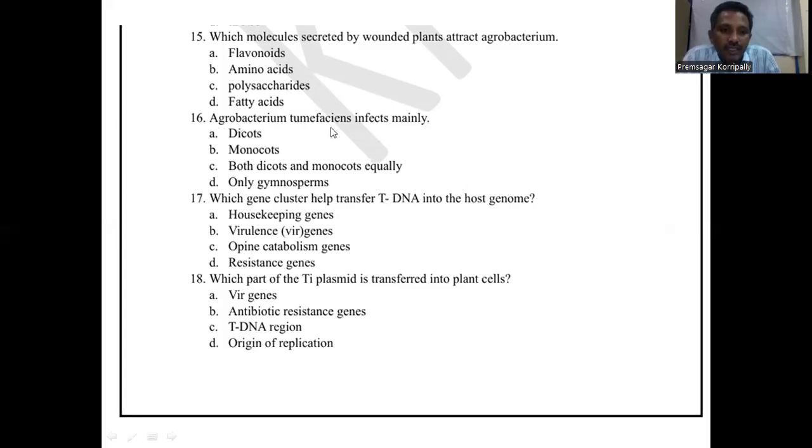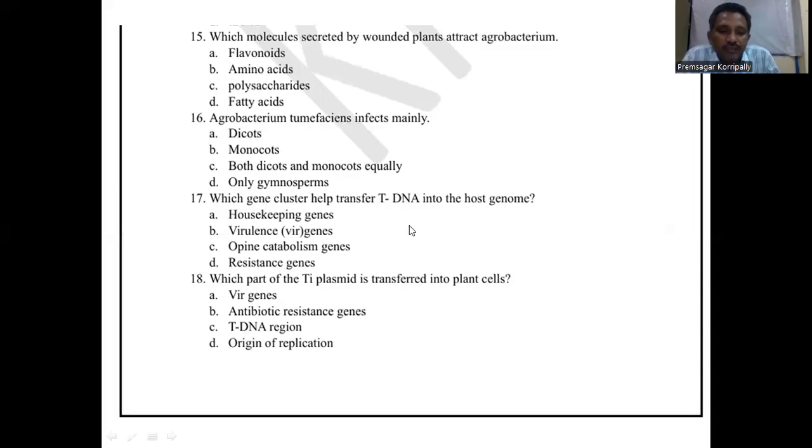Sixteenth, Agrobacterium tumefaciens infects mainly dicots, monocots, both dicots and monocots equally, or only gymnosperms. The wild type Agrobacterium tumefaciens infects mainly dicots. The answer is A. Which gene cluster helps transfer of tDNA into the host genome? Housekeeping genes, virulence genes, opine catabolism genes, and resistance genes.